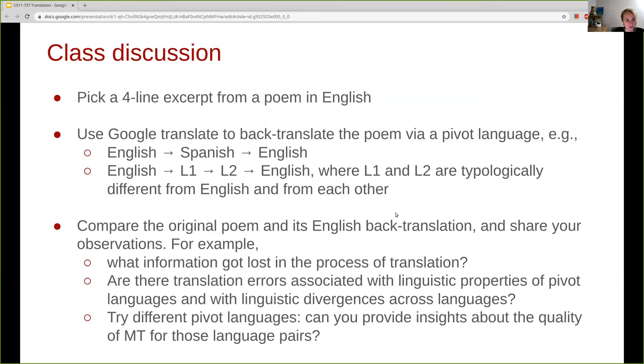Or you can try to go from English into L1, which is typologically divergent from English, for example Japanese, and then to L2, which is typologically divergent from English and Japanese, for example Hebrew, and then translate it back into English. Your task in our discussion would be to compare the original poem and its back-translated version, and to share your observations. I give in this slide several examples of points that we could discuss. Thank you, and see you tomorrow in the class.